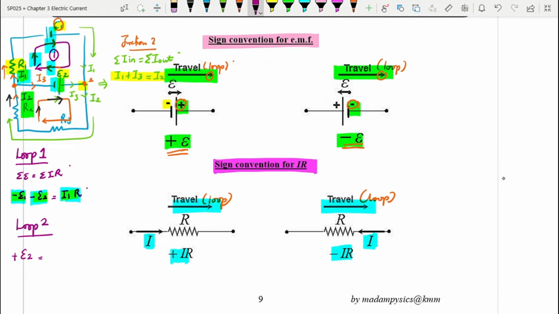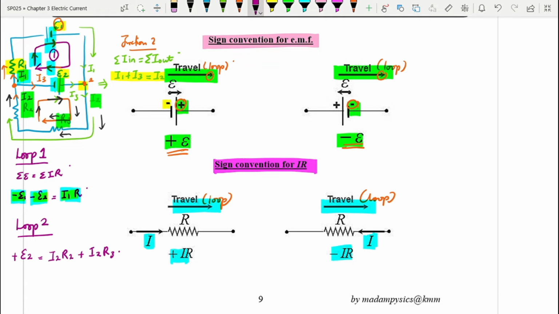Jadi, I2 times with R2. Mesti current times resistance ya. Ada tak lagi resistance? Ada. Kita ada resistance 3. Okay, current apa yang flow? Masih lagi current I2 yang flow. Dan, kalau kita perasan, current ni ke sini, loop pun ke sini. So, dia sama direction. So, that means plus with I2 times with R3. Okay, so itu adalah equation bagi loop 2.